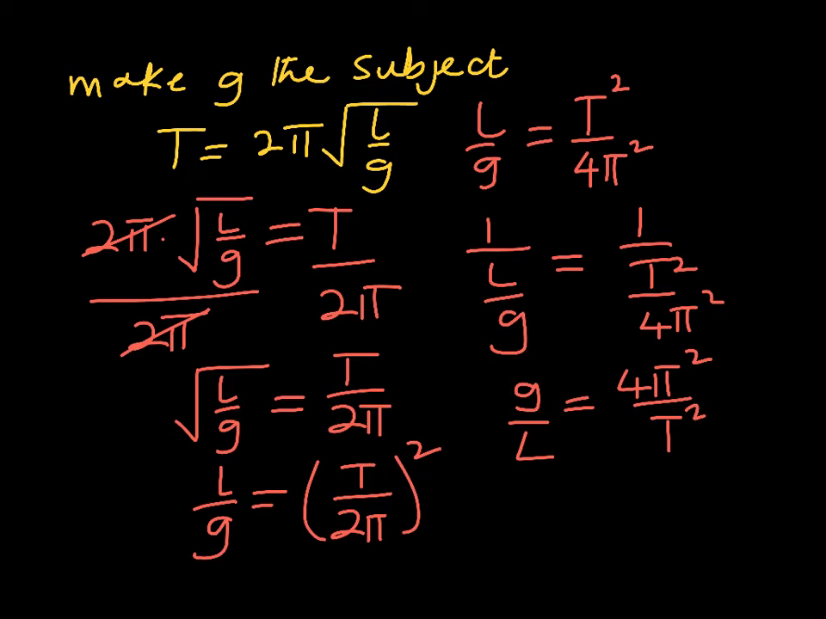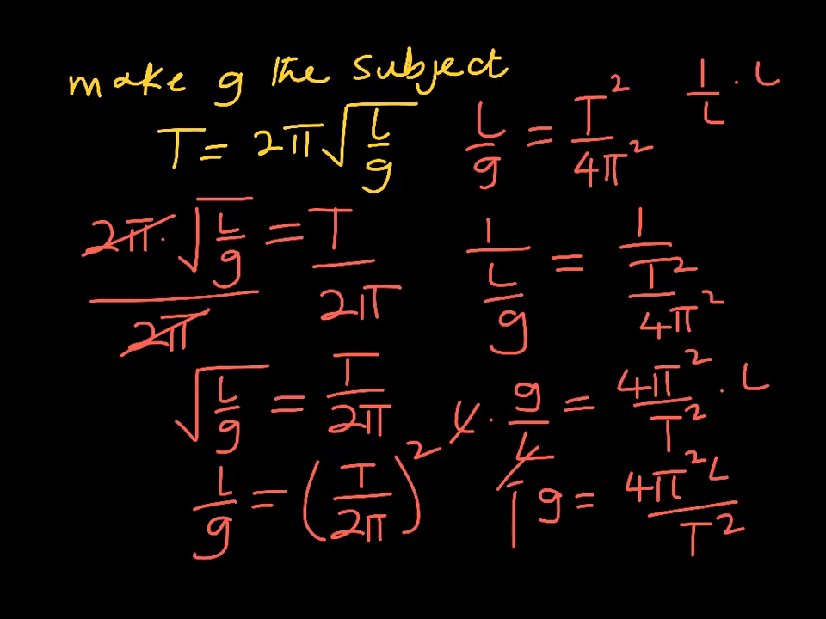L is a fraction, remember it's 1 over L. So to eliminate L, we multiply by L. Okay, so we multiply both sides by L. So the L cancels out here, and what we have is G is equal to 4 pi squared L over T squared. So now we have succeeded in making G the new subject of the formula.